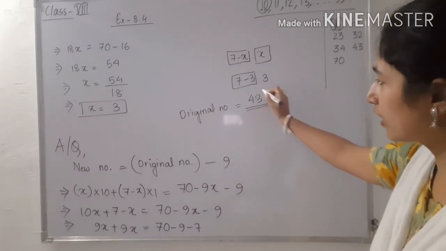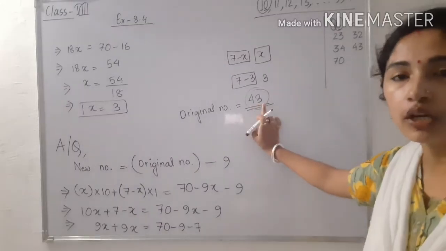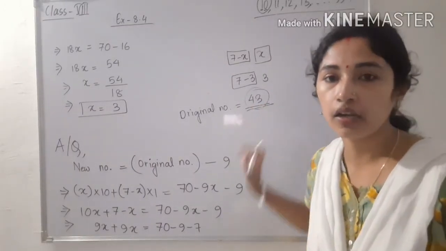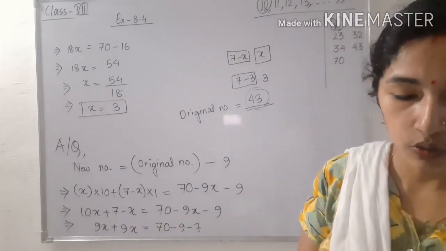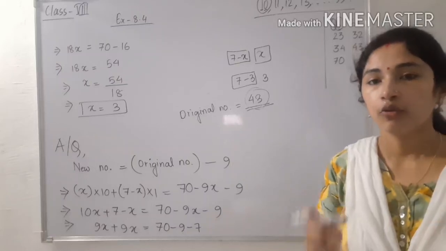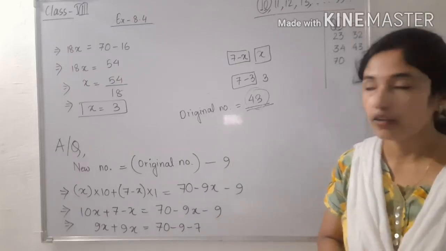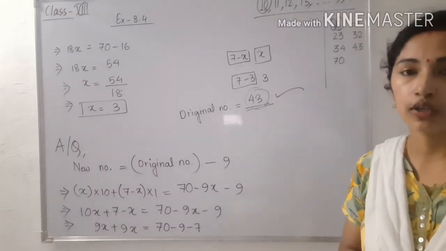So you can check again. Add the digits in this two-digit number, 4 and 3. If you add 4 and 3, you will get 7. That was the first sentence of the question: if you add the digits of a two-digit number, you will get 7. And yes, we are getting 7. So our original number is 43.